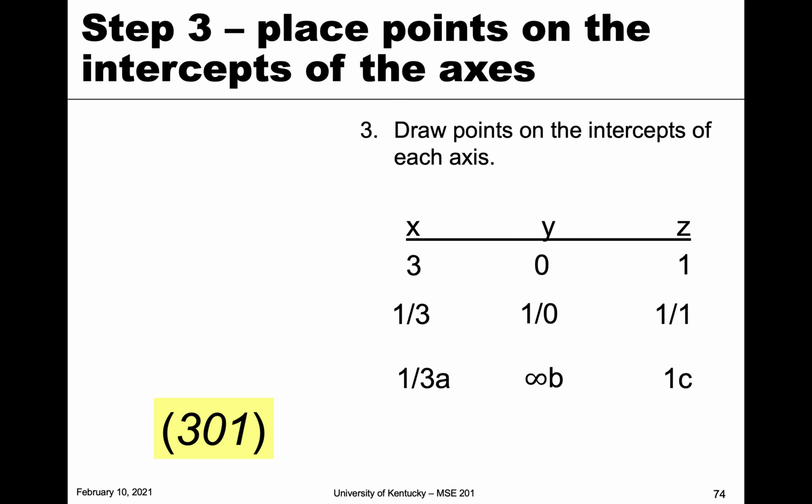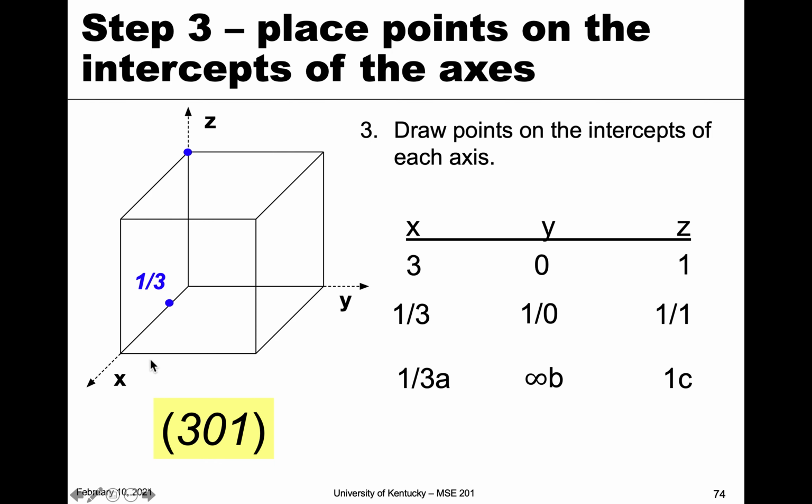So now I place those points on the intercepts of the axis. So I've got my coordinate system here, the origin's here. I'm going to go 1/3 along the x. That's where that intercept's going to be. I'll skip ahead to z here, and it's going to be at 1c. So the intercept at 1c, one length of that, puts it up here. And then since it never crosses the y-axis, we're not going to make a point. So we're just left with these.